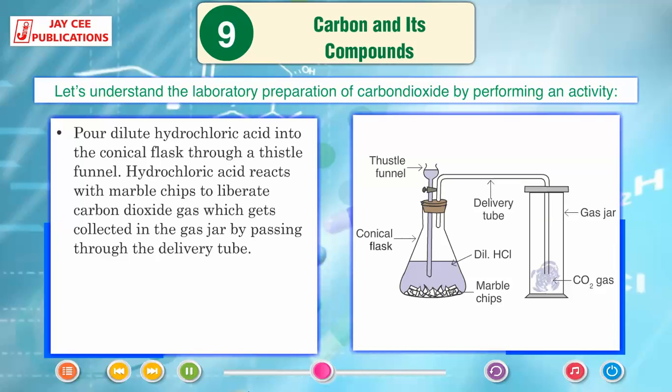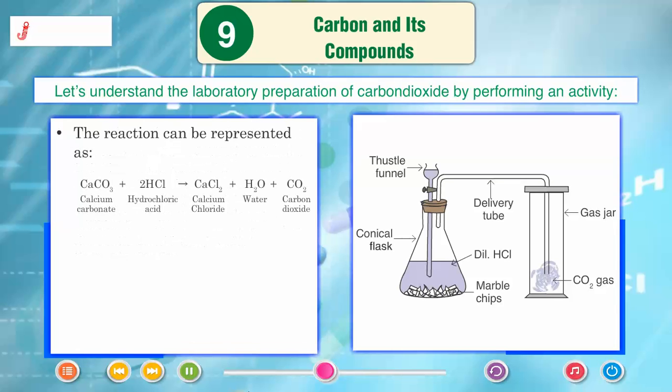Hydrochloric acid reacts with marble chips to liberate carbon dioxide, which gets collected in the gas jar by passing through the delivery tube. The reaction can be represented as CaCO3 + 2HCl → CaCl2 + H2O + CO2: calcium carbonate plus hydrochloric acid gives calcium chloride plus water plus carbon dioxide.